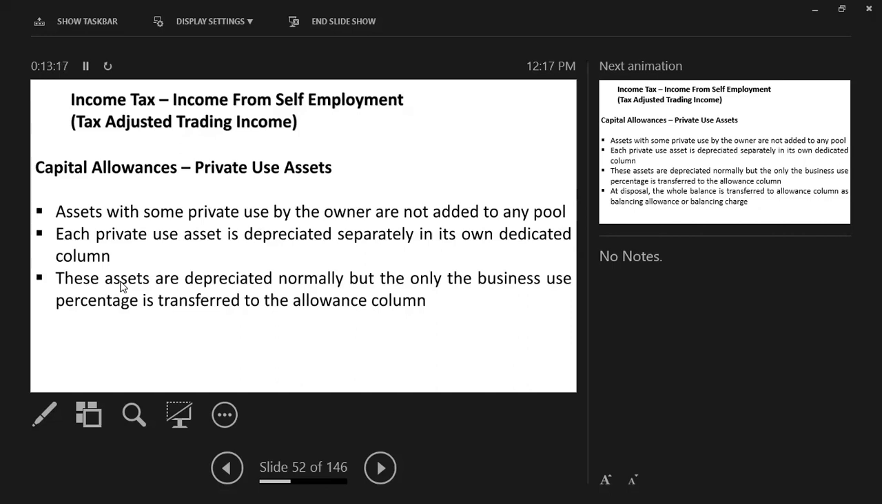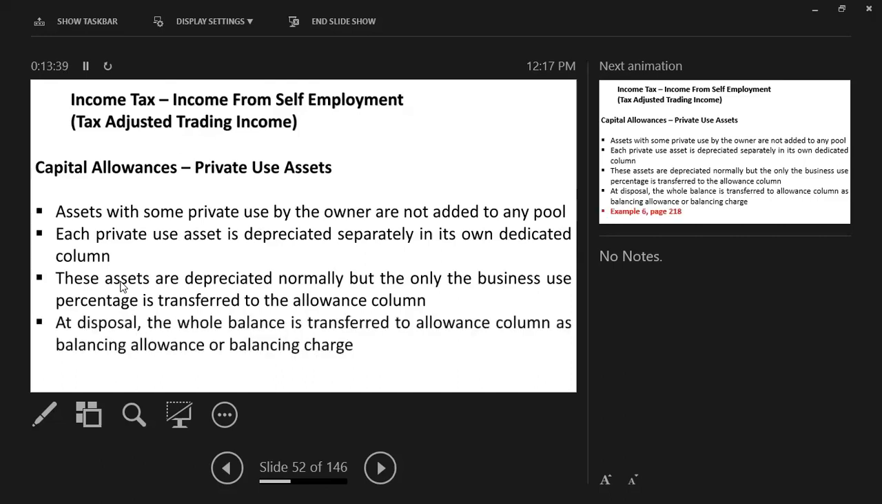A private use asset means, normally, a car. You will get an example of the car. If there is a column of private use asset, you will be given a percentage of the private use. The capital allowances will only be claimed for the business usage, because capital allowances is a business section. Any private use will not be claimed for capital allowances. We'll practice this in an example.